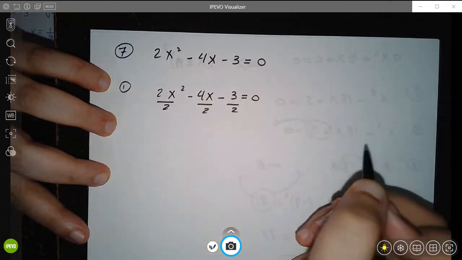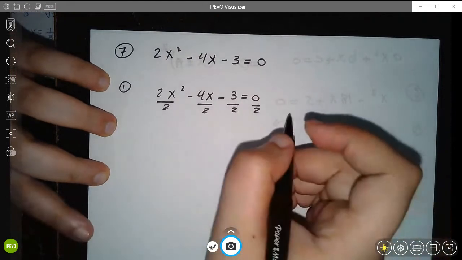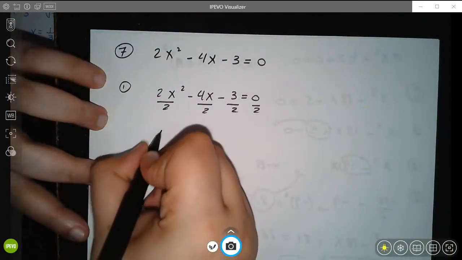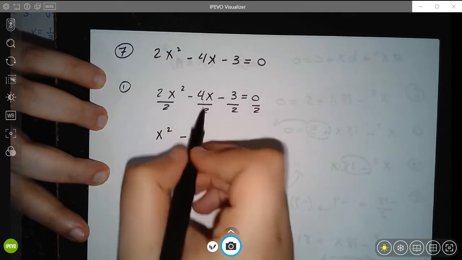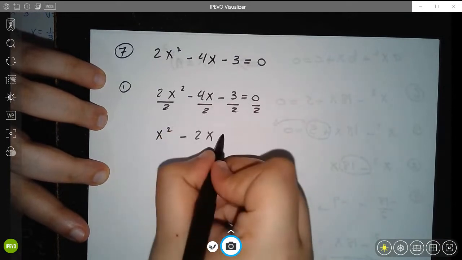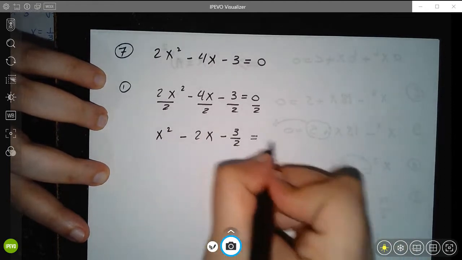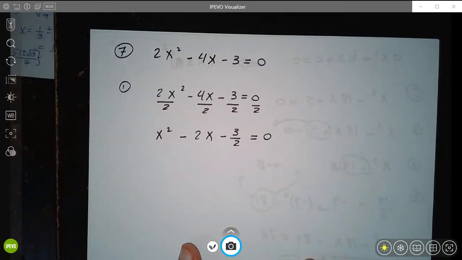You divide every term by 2. And you're supposed to divide the answer by 2, but it's 0, so don't worry about it. Now, the result of this would be x squared minus 4 over 2, 2x, minus 3 over 2, because you can't simplify that. And the answer is 0. This is your new equation. That's step 1.